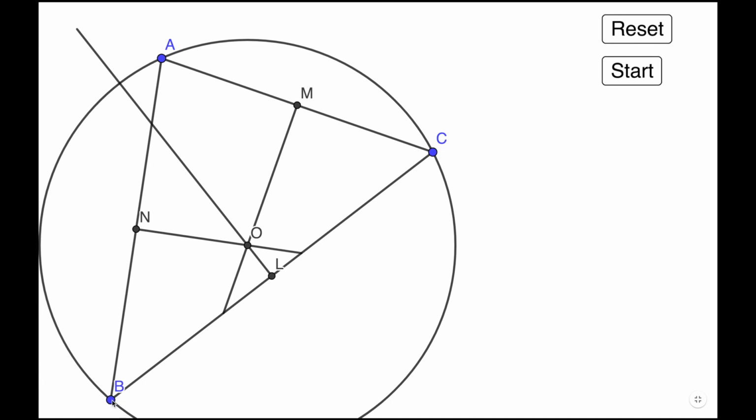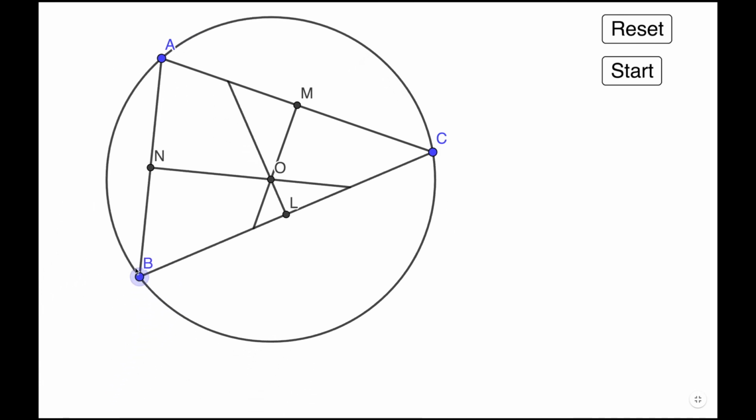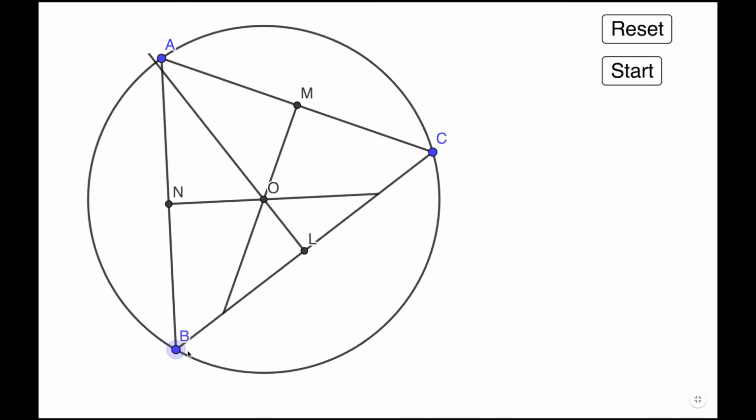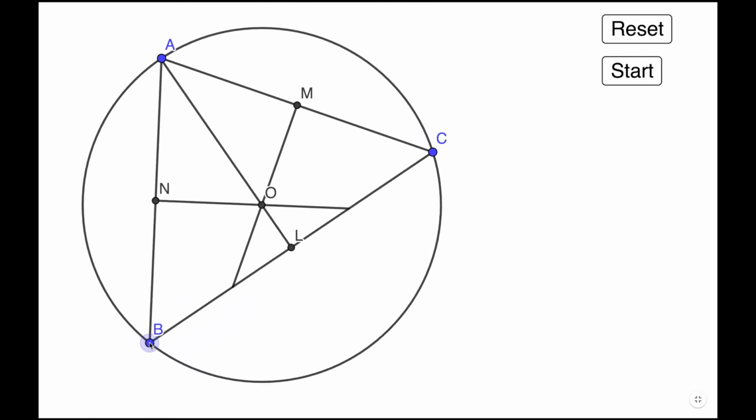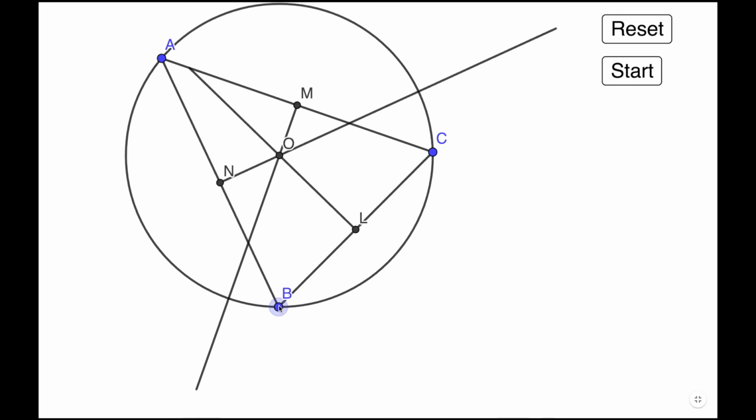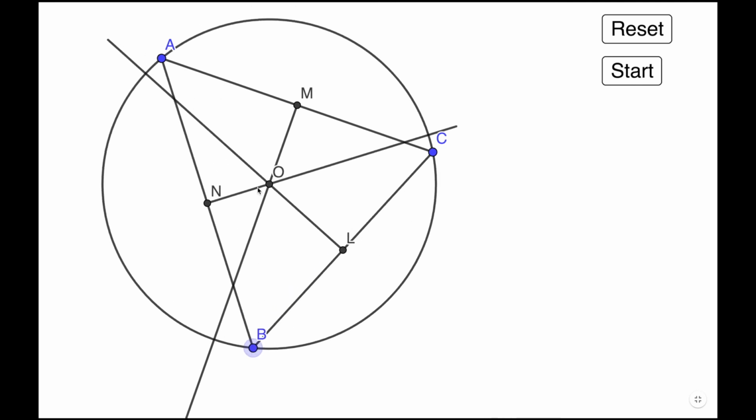Let's move this point B in a little bit so we can see the full circle. But we can see once again that no matter how these points change, this circle will still pass through all of the vertices and still be centered at this point O, where the perpendicular bisectors intersect.